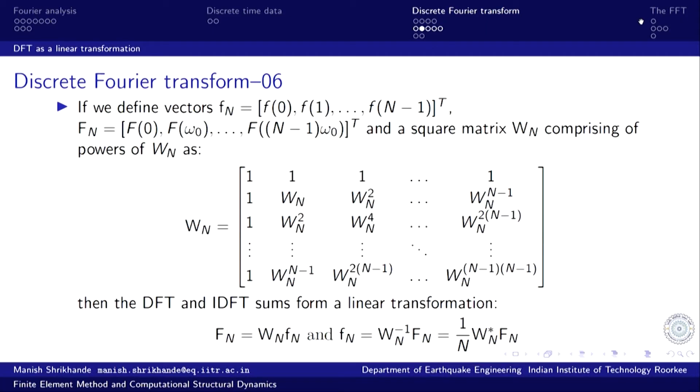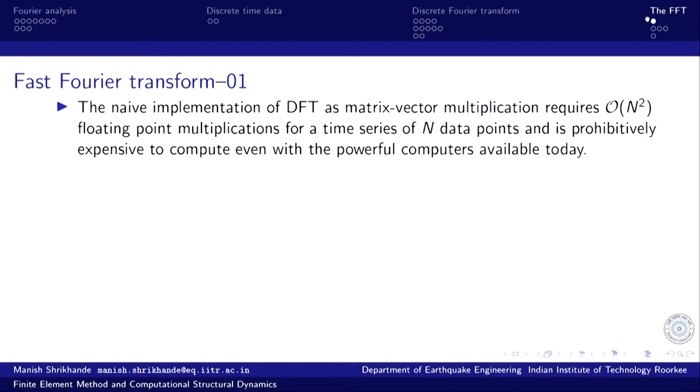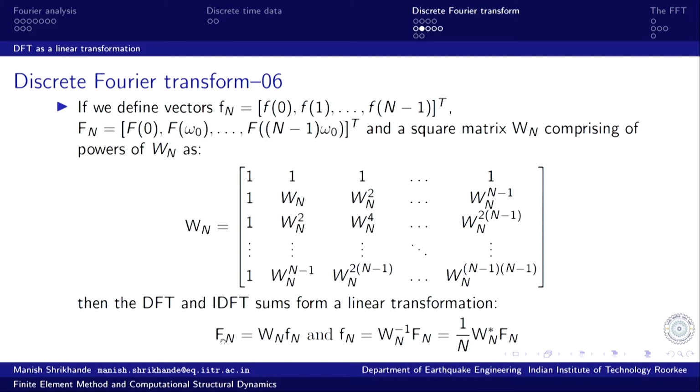So, now the key to computation of the discrete Fourier transform lies in efficient computation of these linear transformations. So, how do we do this? A naive implementation of the discrete Fourier transform is a matrix vector multiplication as we define it here: F_n is equal to W_n f_n. So, W_n is this square matrix of complex exponentials, multiplied by n discretely sampled time domain data.